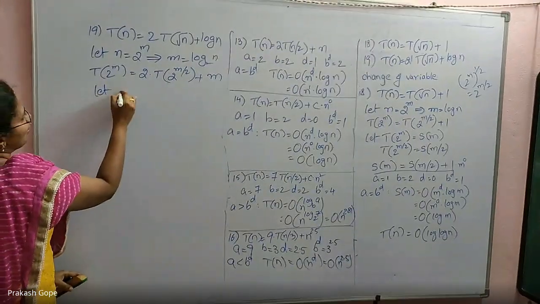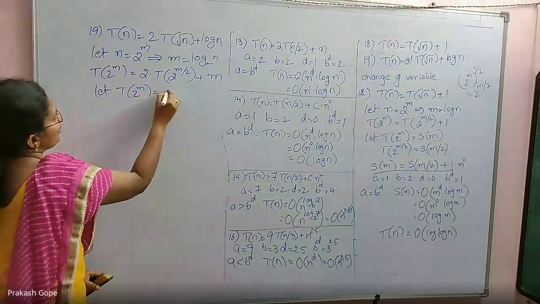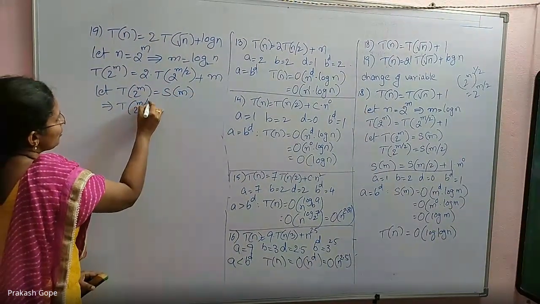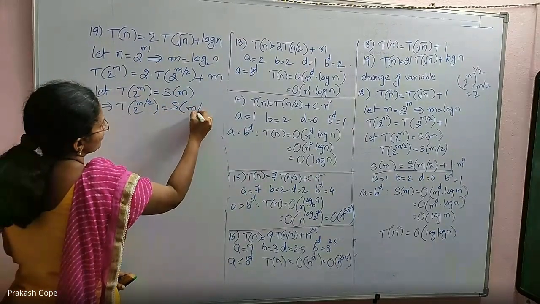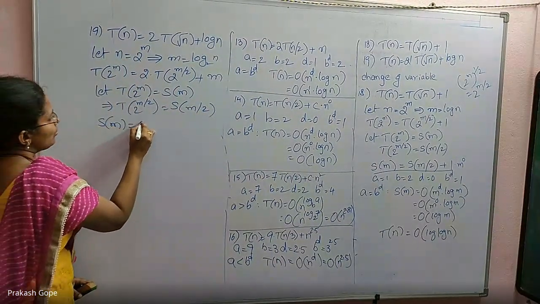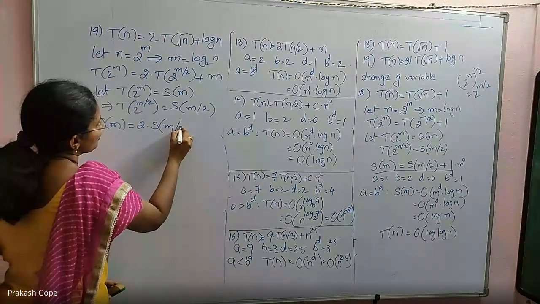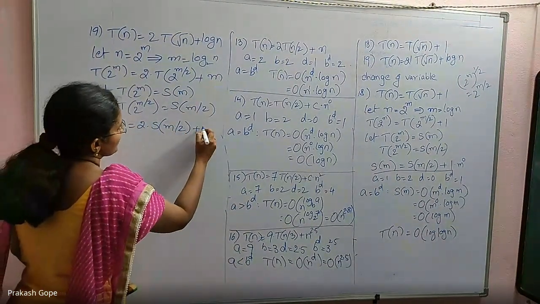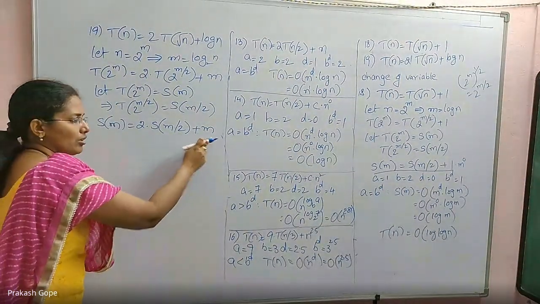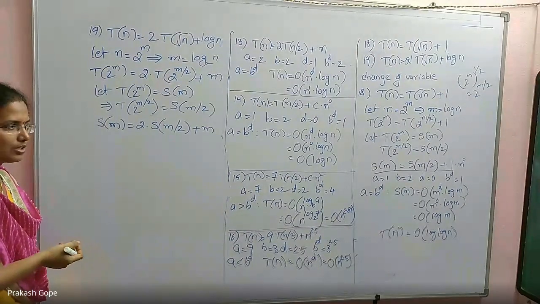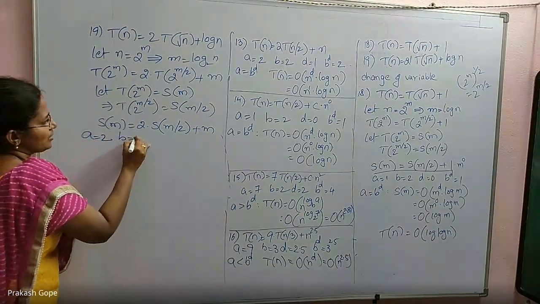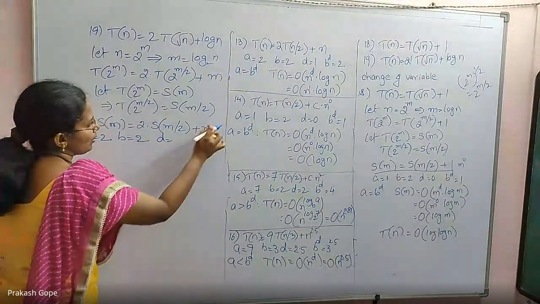Let T of 2 power m is equal to S of m. That means T of 2 power m by 2 is S of m by 2. Substitute back. S of m is equal to 2 into S of m by 2 plus m as it is. Now this is divide and conquer, Theorem 1, which is in our known format. So a is equal to 2, b is equal to 2, d is equal to 1.